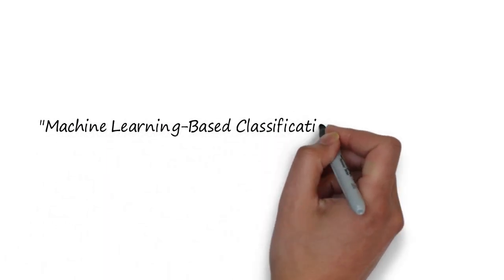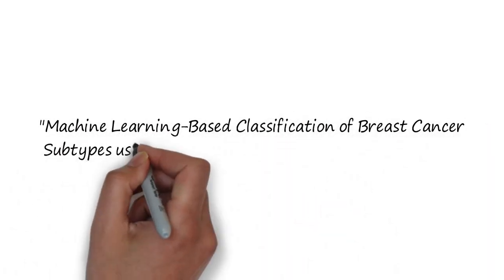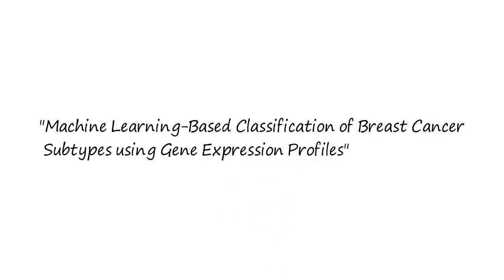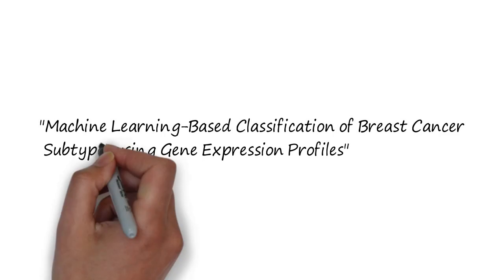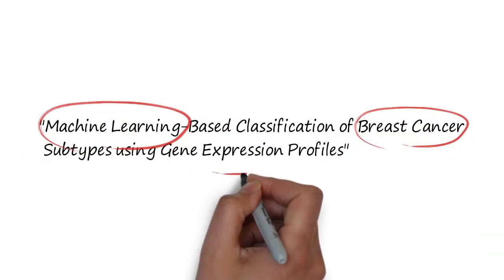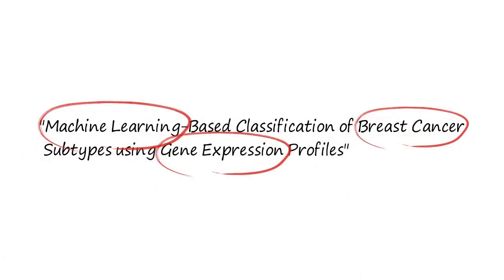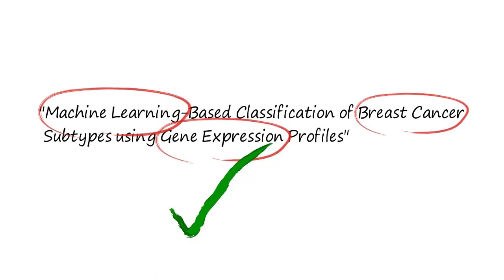"Machine learning-based classification of breast cancer subtypes using gene expression profiles." Take a look at this example. By including keywords like machine learning, breast cancer, and gene expression profiles, the title becomes more specific and aligns with what researchers in the field might be searching for.